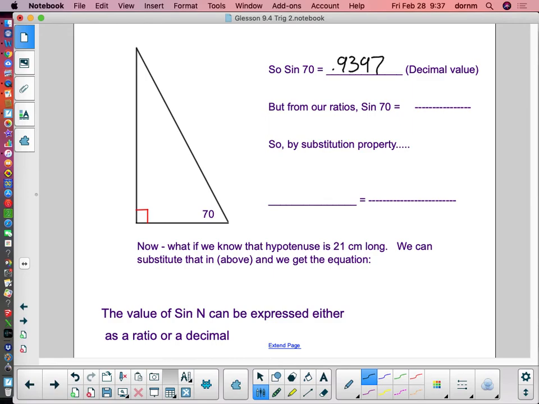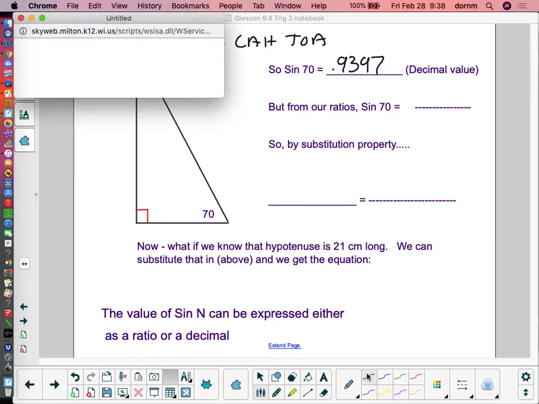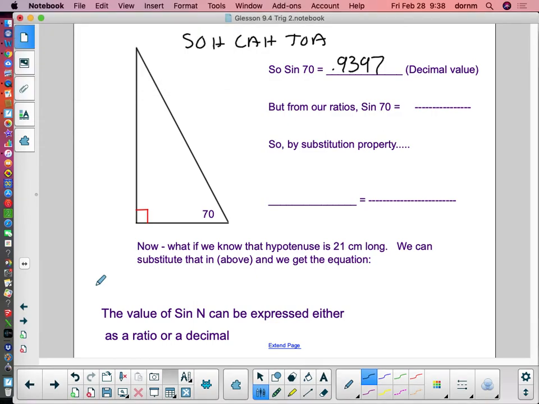But from our ratios, the sine of 70 is what ratio in terms of words? Sine of 70 is what ratio in words? SOH is the acronym we're going to use, but that stands for sine is opposite over hypotenuse.